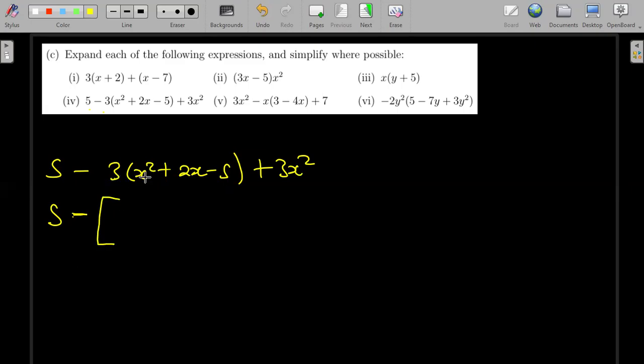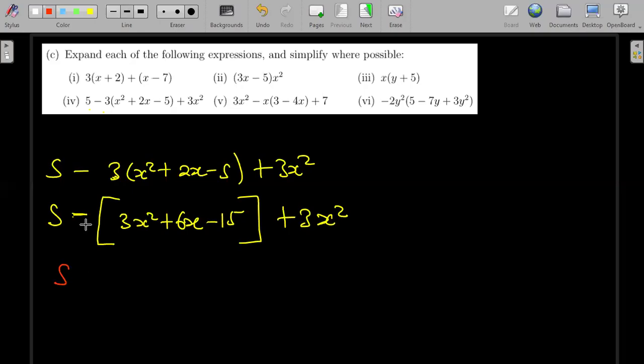So I'm going to say here, I can put brackets like that. And then I say 3 multiplied by this, I get 3x squared. 3 multiplied by this, I get plus 6x. 3 multiplied by this, I get minus 15, because 3 multiplied by minus 5 is minus 15. Put this in brackets like that. And then plus 3x squared.